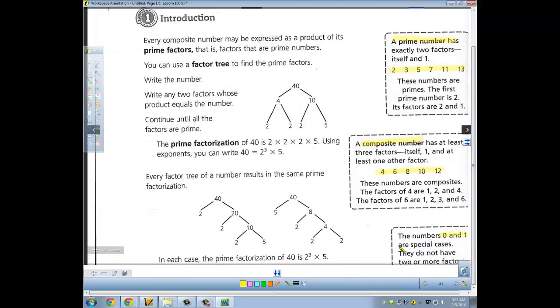0 and 1 are special. They are not prime and they are not composite. They're just special, so don't include them with prime or composite.